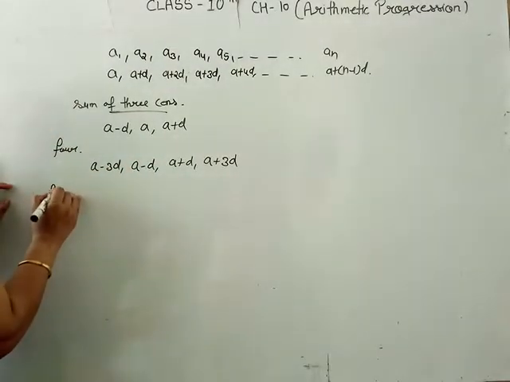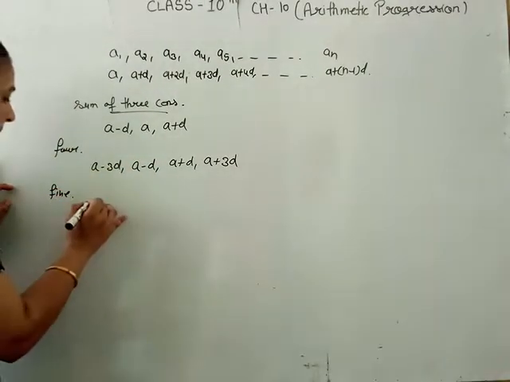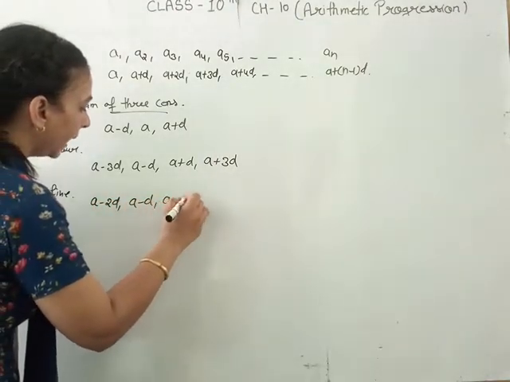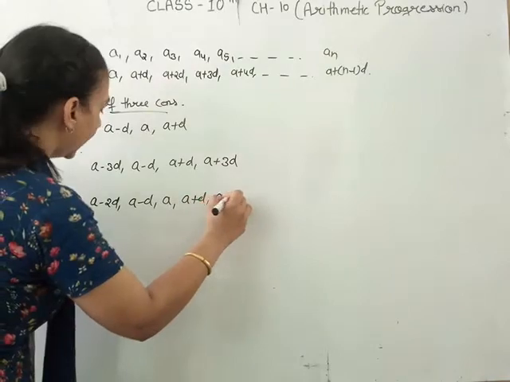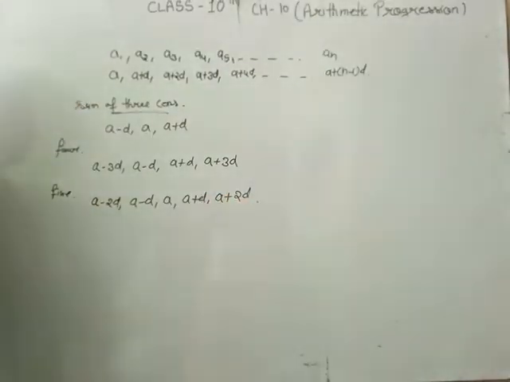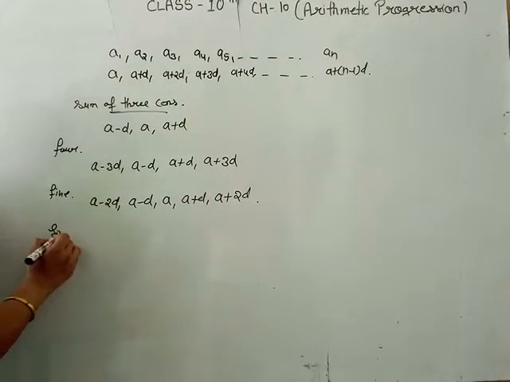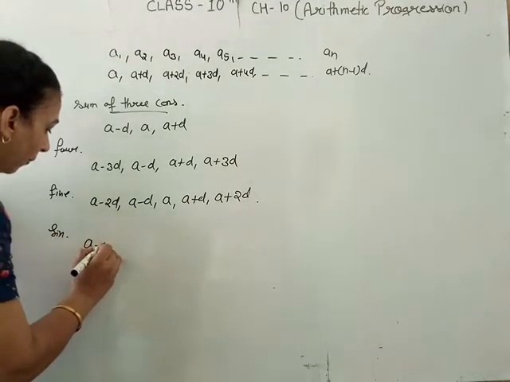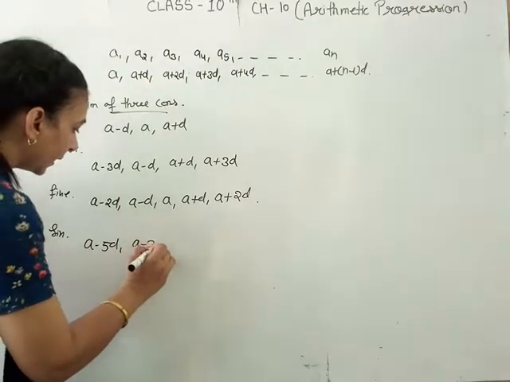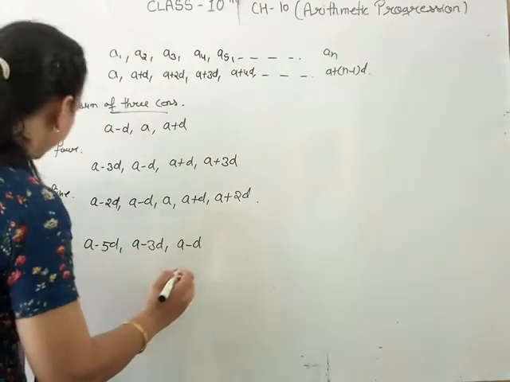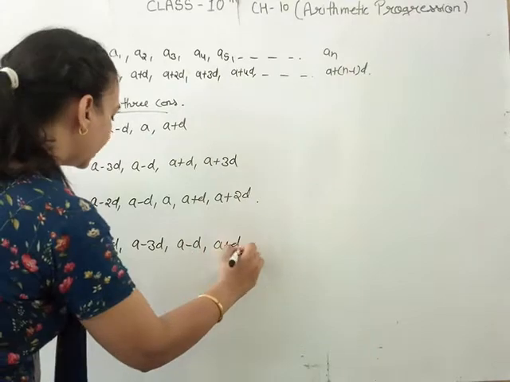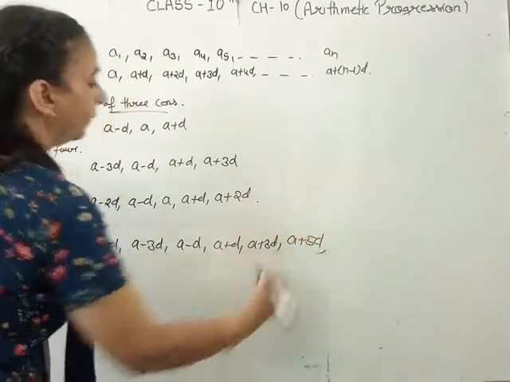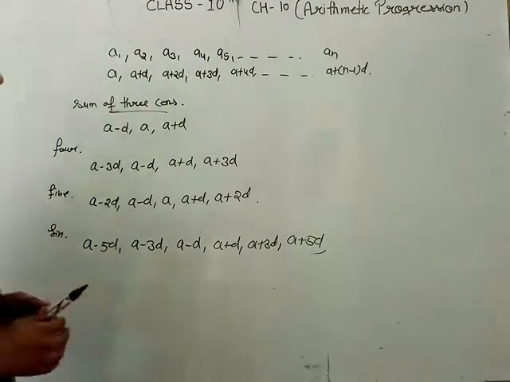If the sum of 5 terms is given, then we take A minus 2D, A minus D, A, A plus D, A plus 2D. That is 5 terms. If the sum of 6 terms is given, then we take A minus 5D, A minus 3D, A minus D, next A plus D, A plus 3D and A plus 5D. That is 6 terms of an AP.